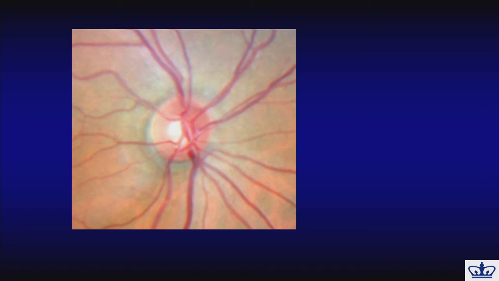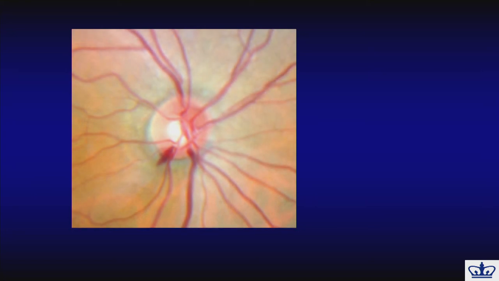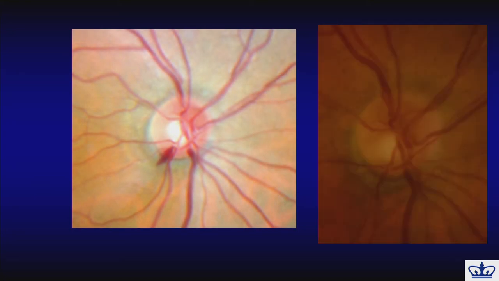One of the most common features of the optic disc that occurs is the appearance of a disc hemorrhage. We see here a nerve fiber layer defect and an inferior notch. Over time, that inferior notch can develop a disc hemorrhage. This is the most common location for a disc hemorrhage.